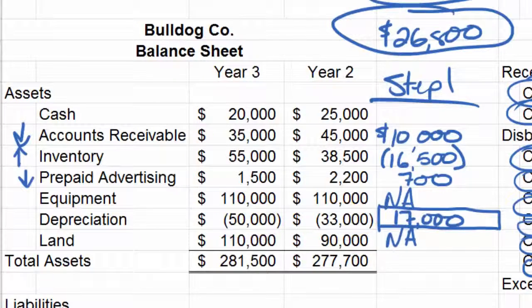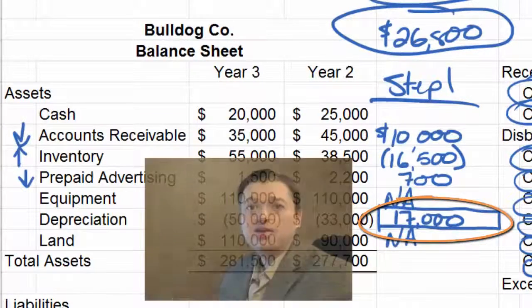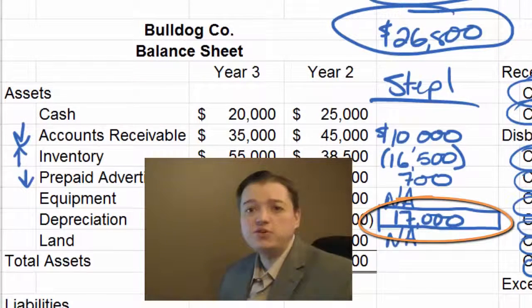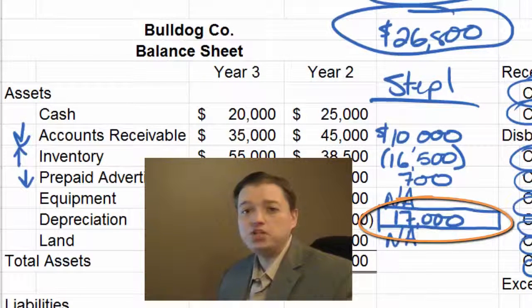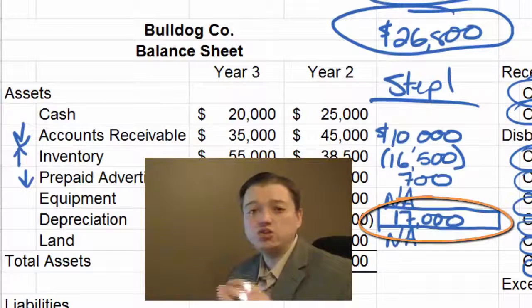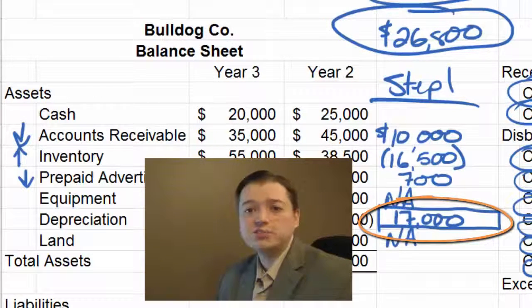In reality, there's more to it. This is a shortcut. In reality, you have to go back through the books and see if you got rid of any accumulated depreciation because of a sale or an exchange or anything like that. We don't have that information, so this shortcut works for us at this point. But just be aware, there's more to this.